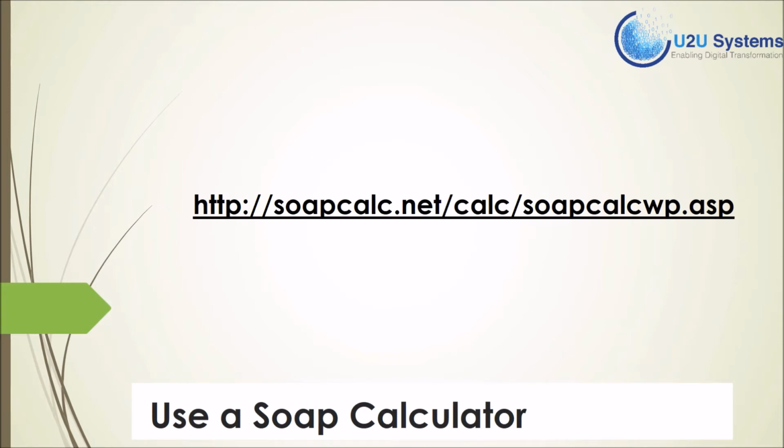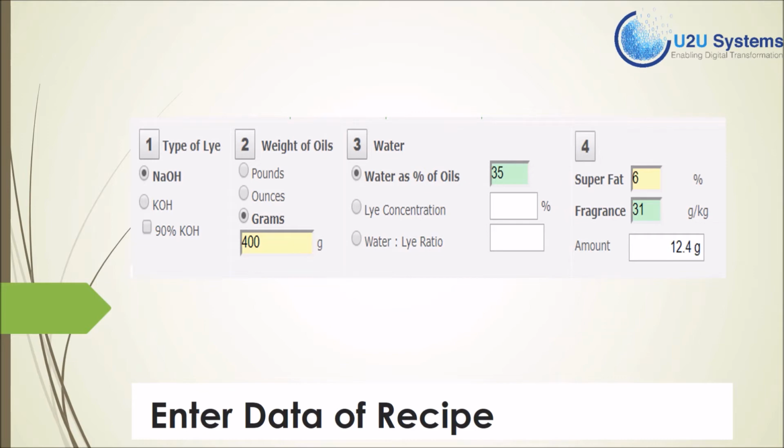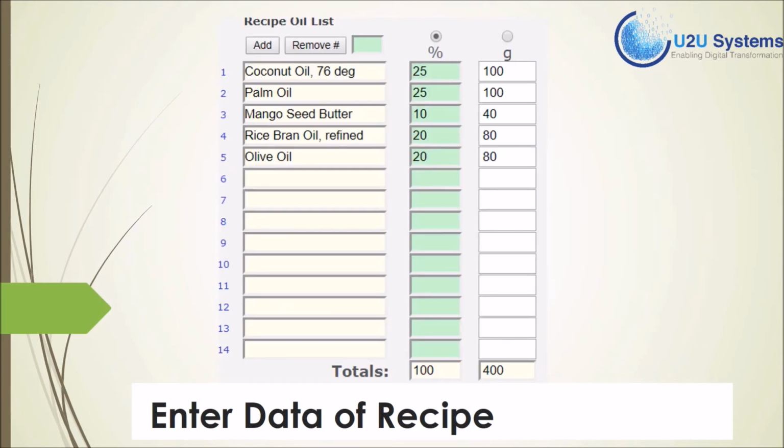Let us take another example of a soap recipe. In this soap recipe, our total batch size is 400 grams. We are using lye as sodium hydroxide. We are using water as 35%, superfat as 6%. Fragrance is automatically calculated as 31 grams.